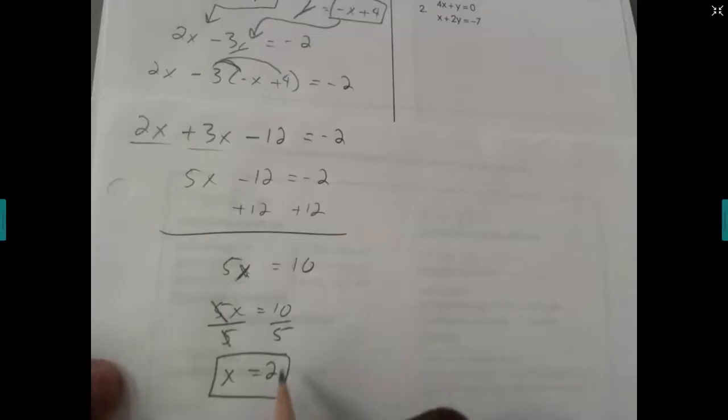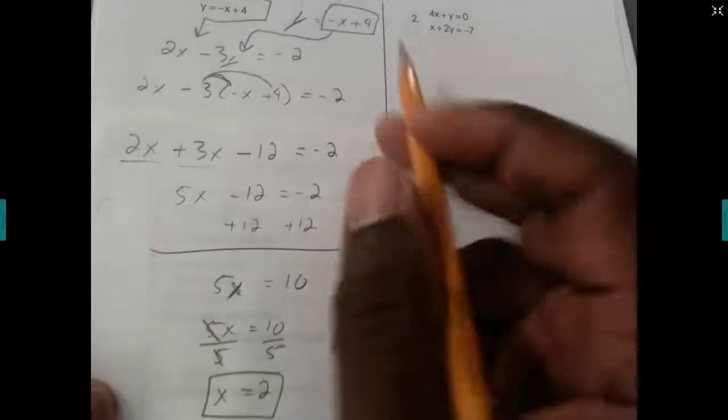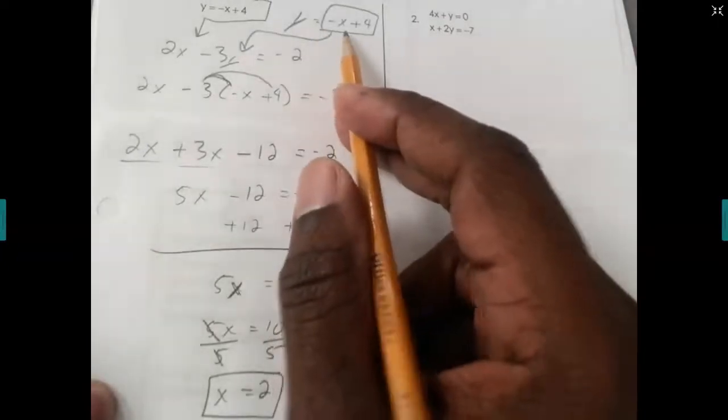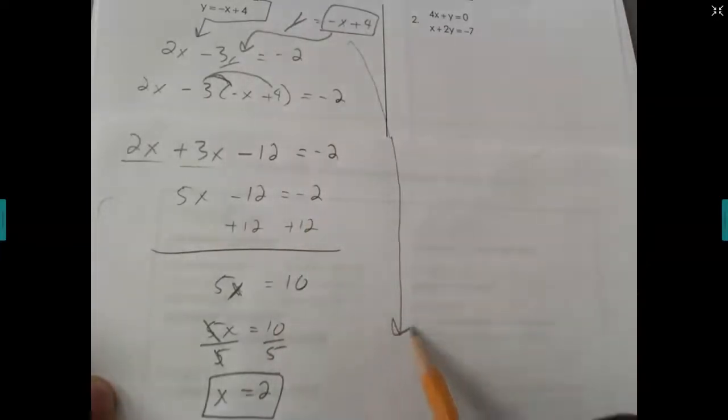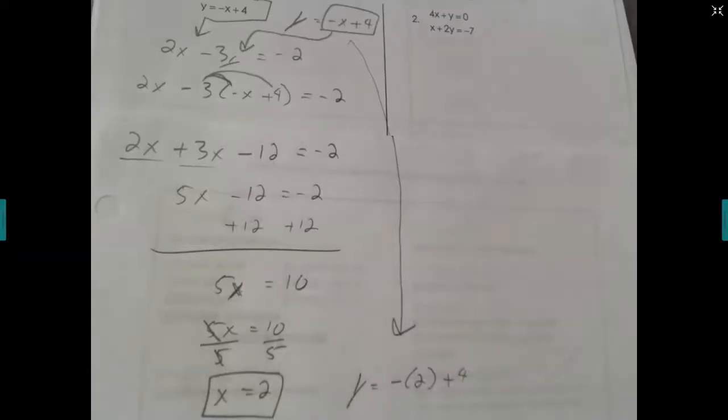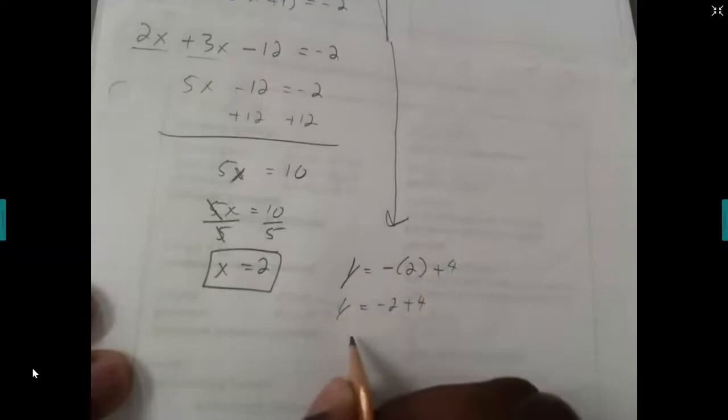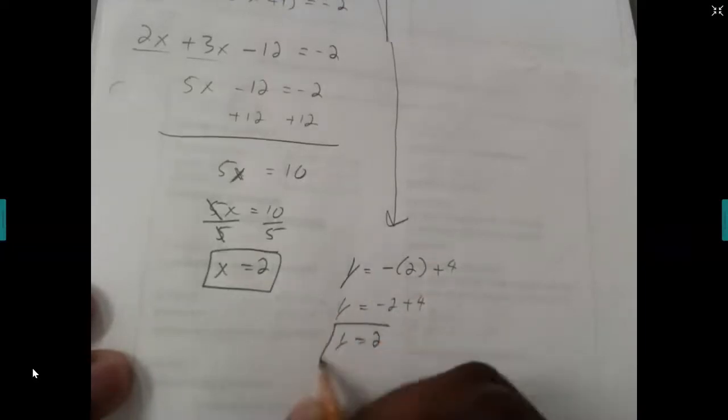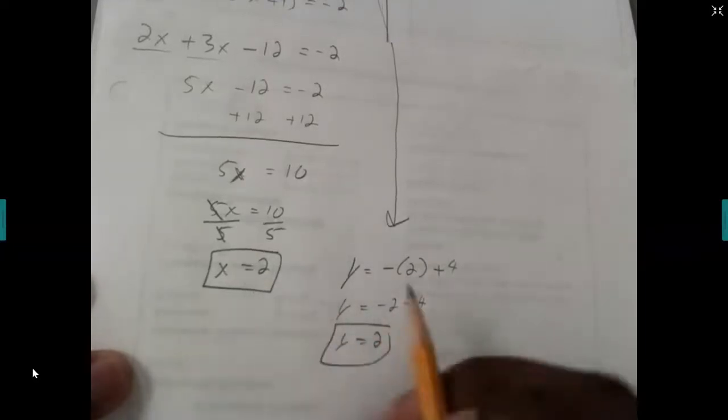So in a system of equations, you've got to solve for x and y. So I now know x is 2. I can take my equation that says y equals negative x plus 4. I can write down y equals negative 2 plus 4. I can replace the x with 2. So this gives you y equals negative 2 plus 4. And negative 2 plus 4 is 2. So x is 2 and y is 2.